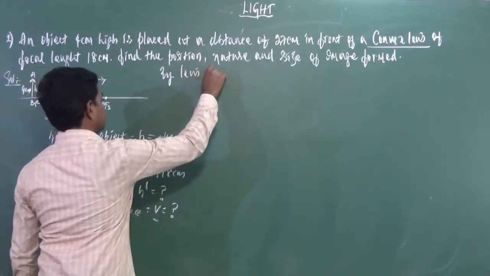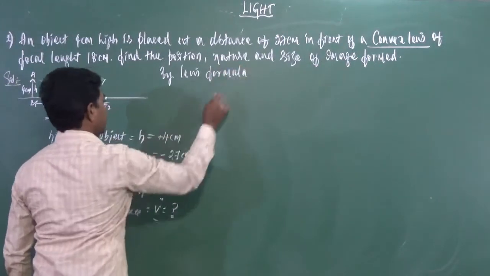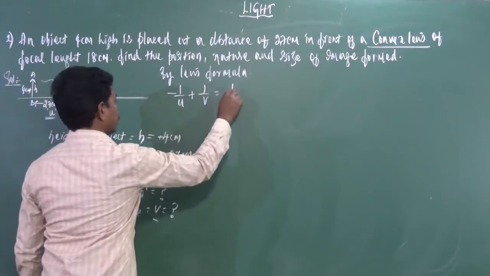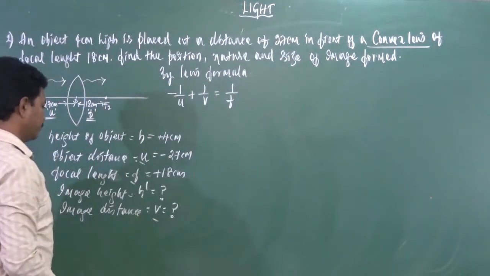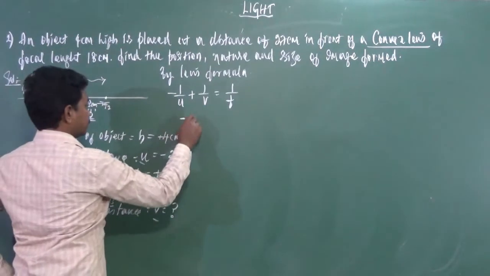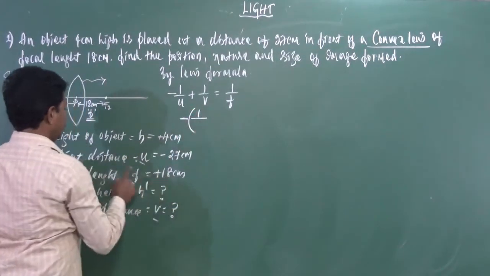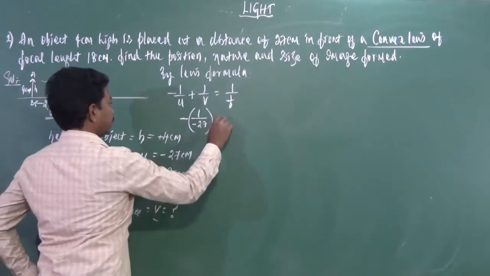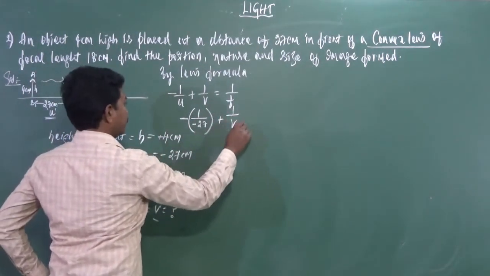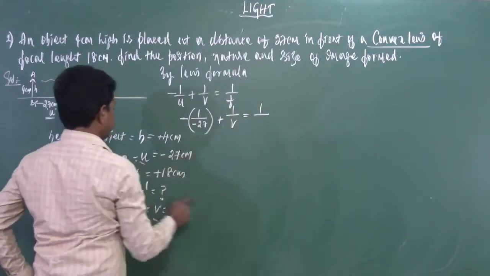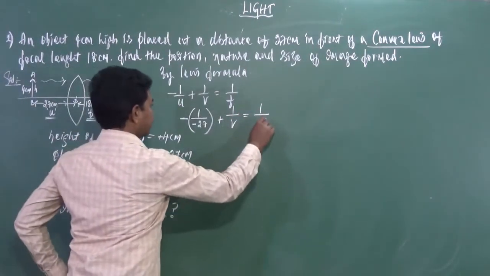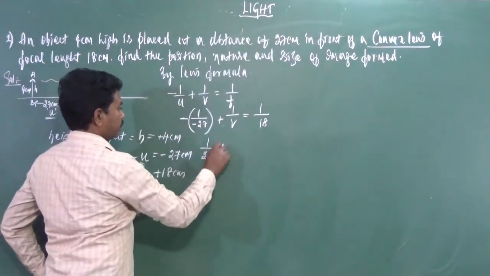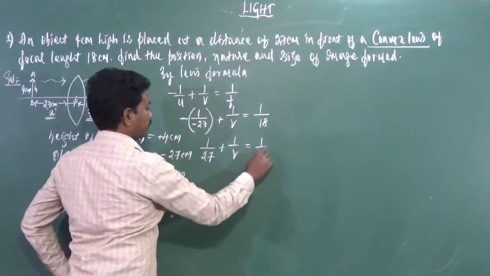So by the lens formula, minus 1 by u plus 1 by v is equal to 1 by f. So we will substitute the values. Minus of 1 by u, value is minus 27, so I am going to put it inside brackets, plus 1 by v. The v value we still have to find, equals 1 by f, value is 18. Minus into minus is plus. So 1 by 27 plus 1 by v is equal to 1 by 18.